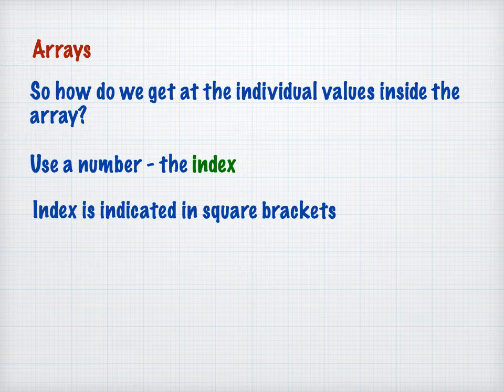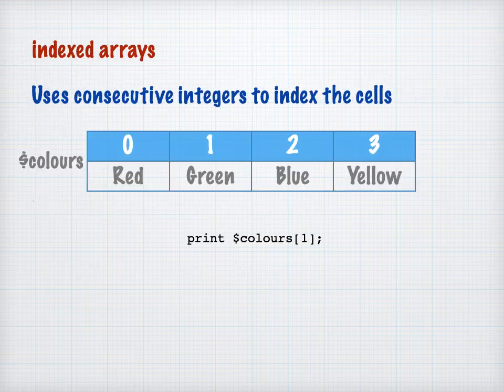PHP uses square brackets to indicate the array. So let's have a look at this. Here's my colors array, and you can see I've got 4 boxes numbered from 0 through to 3, and we've got the 4 values there: red, green, blue, yellow. If I were to print out the value that's in the second box, you'll notice that the second box has an index number of 1.